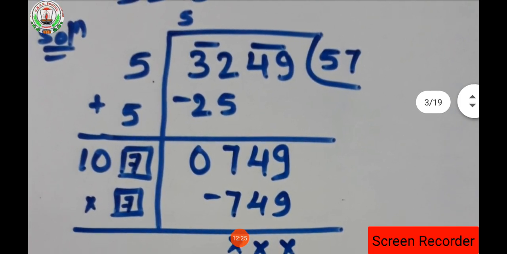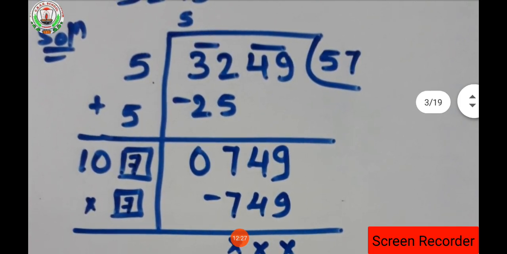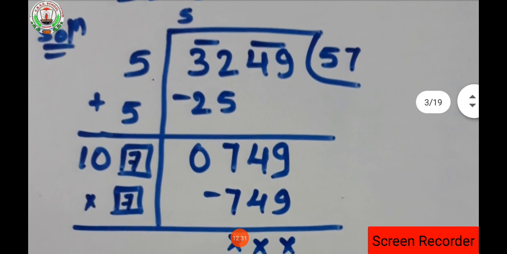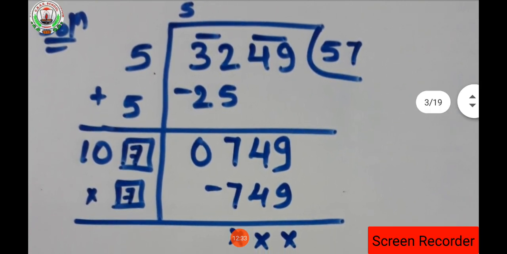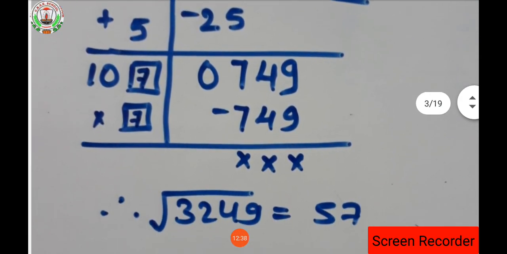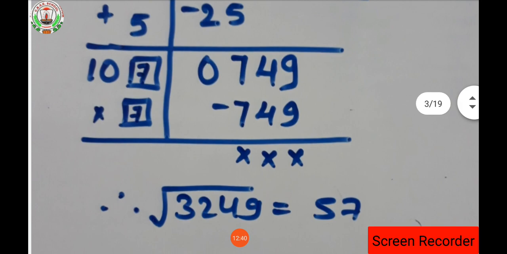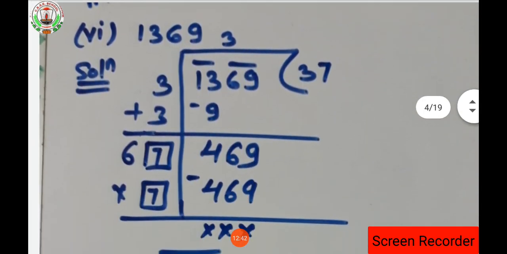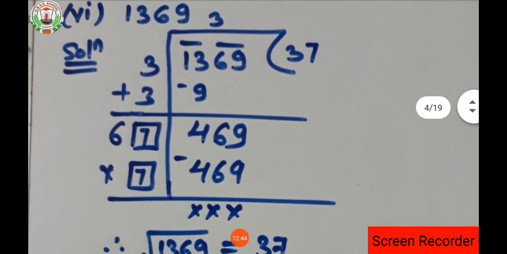Now we have to think of a number such that the number is 7, while 7 will be multiplied. So we will get 749. So the square root of 3249 is 57. Clear everyone? Now this is the solution of the sixth part. Just go through the solutions.